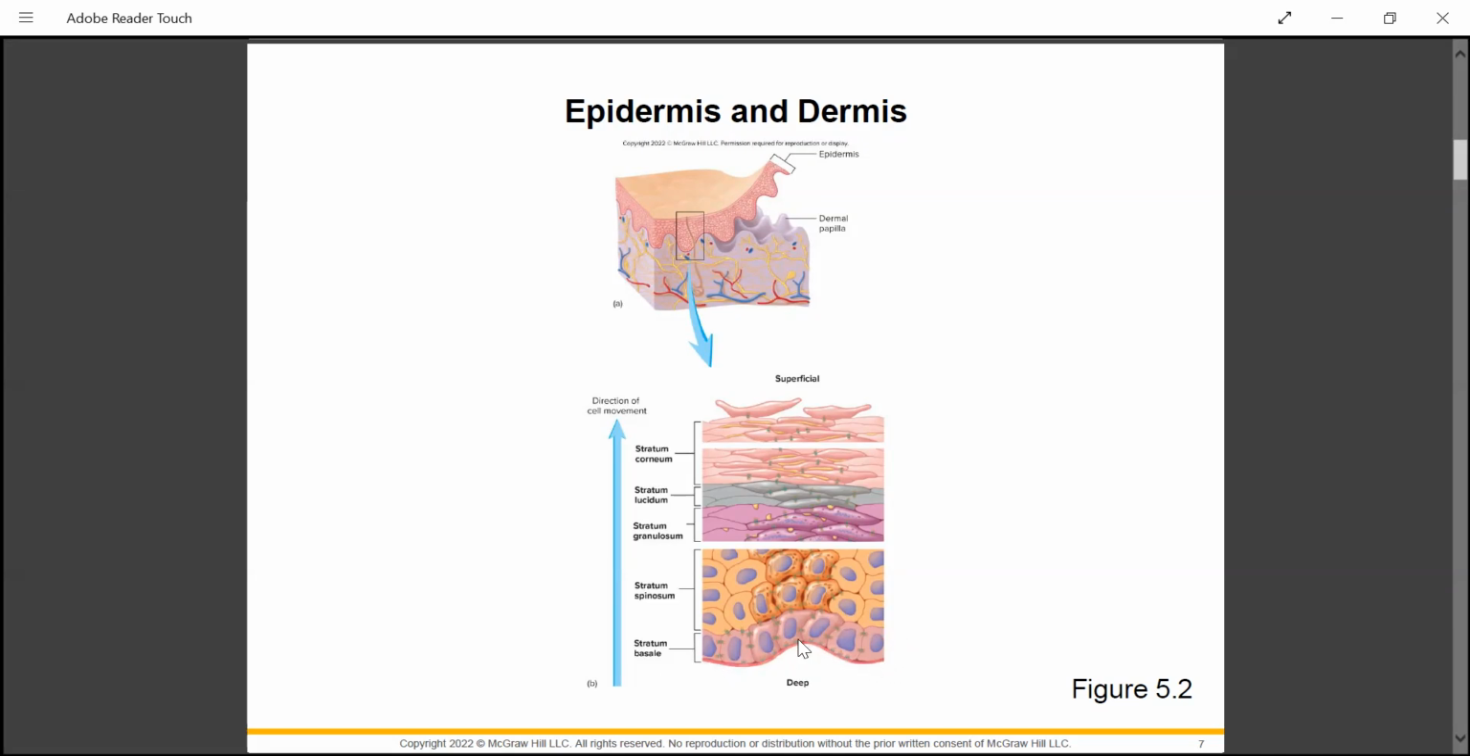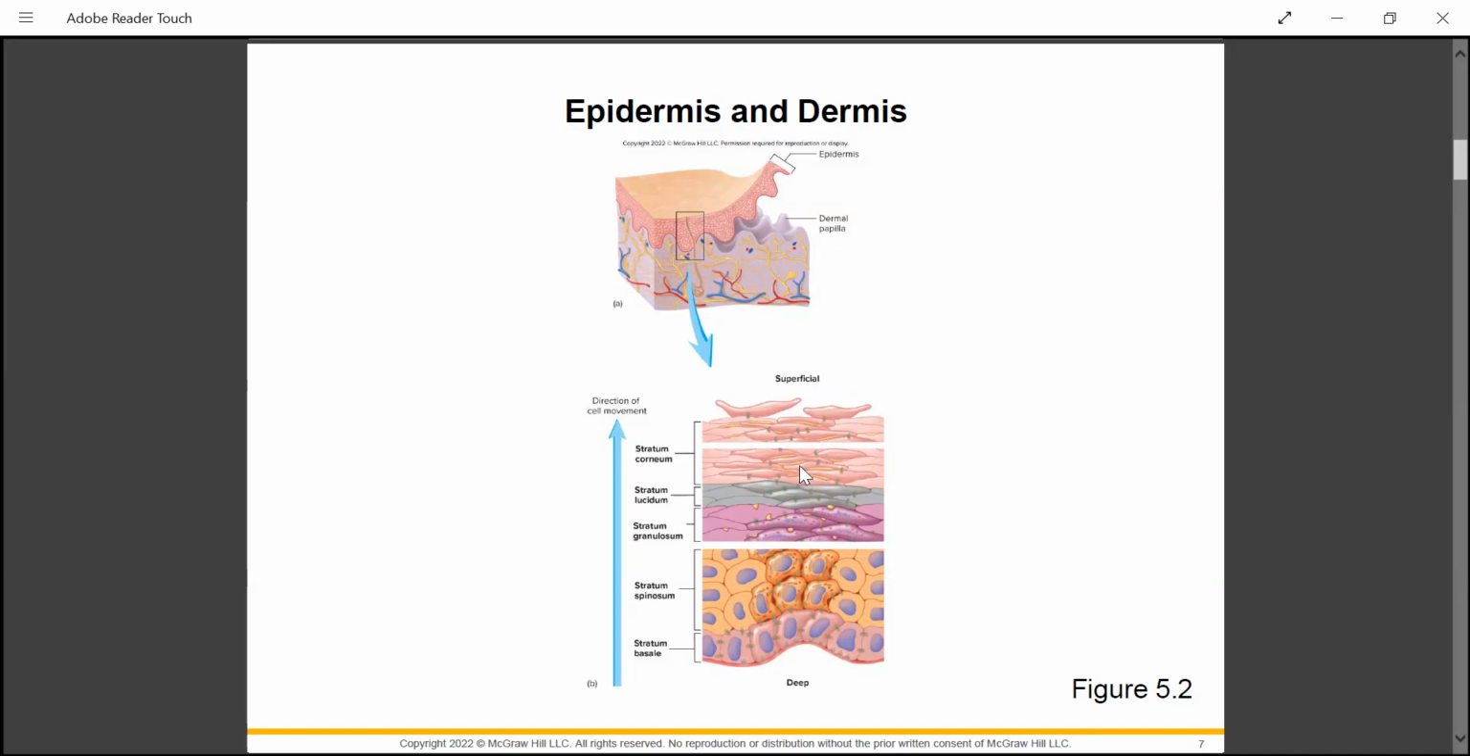And so this is where our cells are going to be actively dividing. So these cells are going through the process of mitosis. As we produce more cells, they start pushing up. We have cells up here that are now considered keratinocytes because they're getting hardened even though they're still alive. And then once we get all the way up to the top, now we're going to have dead cells that are just forming that protective layer.